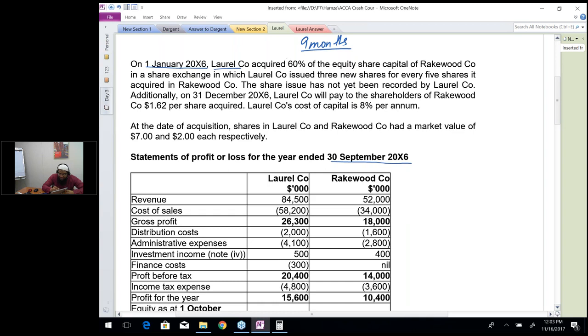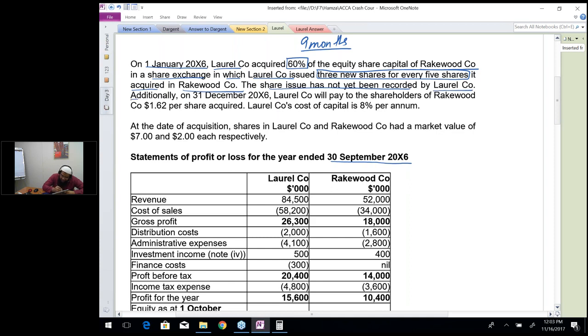Laurel Company acquired 60% of the equity shares of Rackwood Company in a share exchange, in which Laurel Company issued 3 new shares for every 5 shares it acquired in Rackwood Company. So we have acquired 60% of the shares and we have given 3 shares for every 5. The share issue has not yet been recorded by Laurel Company.